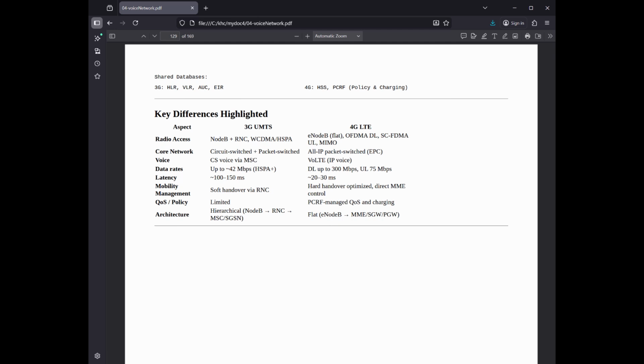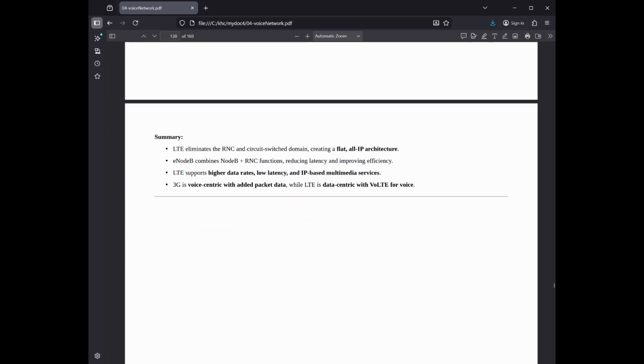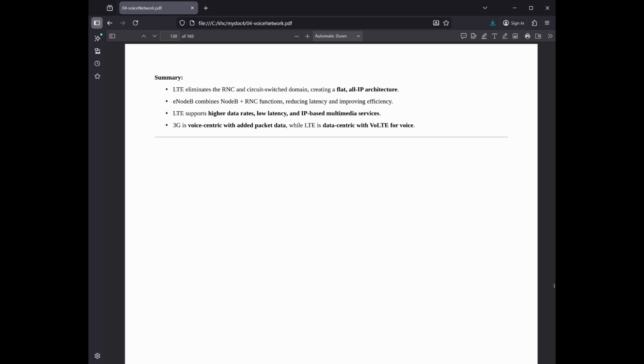Summary: LTE eliminates the RNC and circuit-switch domain, creating a flat, all-IP architecture. The eNodeB combines NodeB plus RNC functions, reducing latency and improving efficiency. LTE supports higher data rates, low latency, and IP-based multimedia services. 3G is voice-centric with added packet data, while LTE is data-centric with VoLTE for voice.